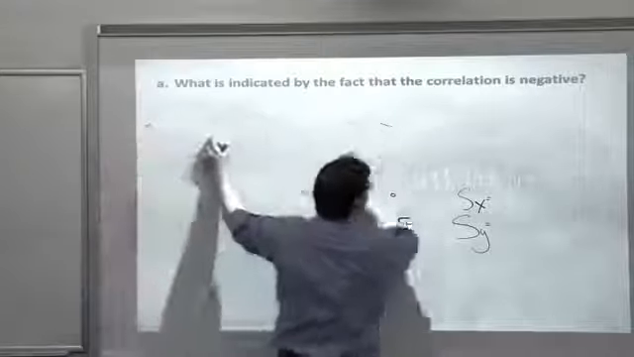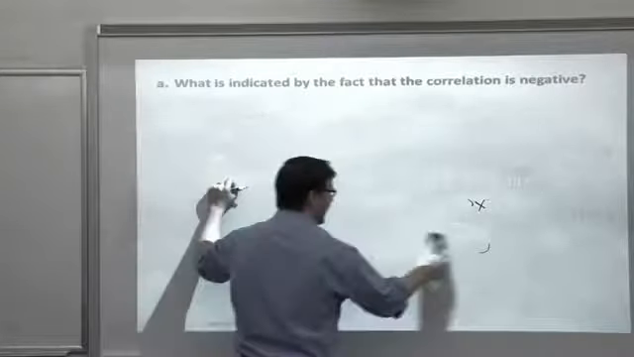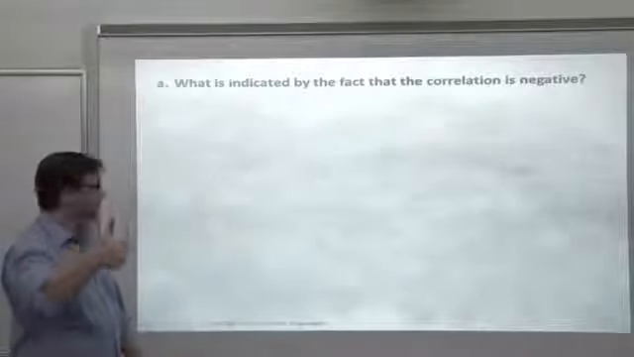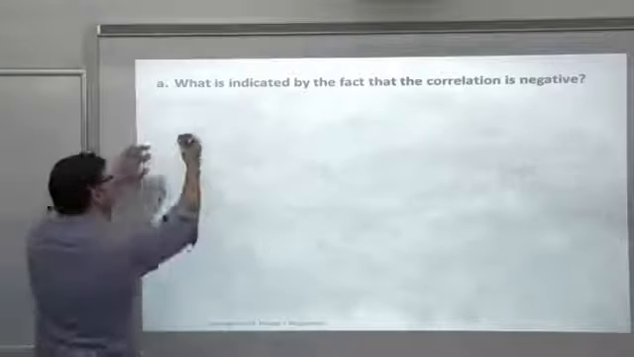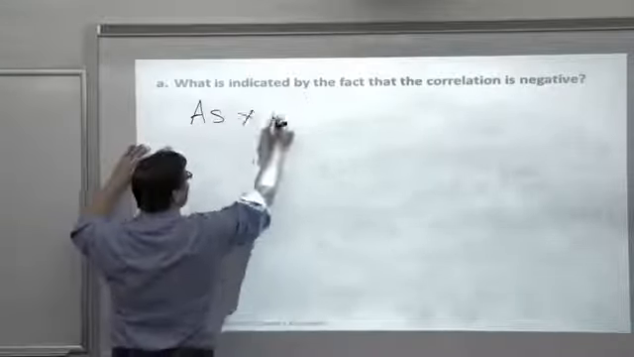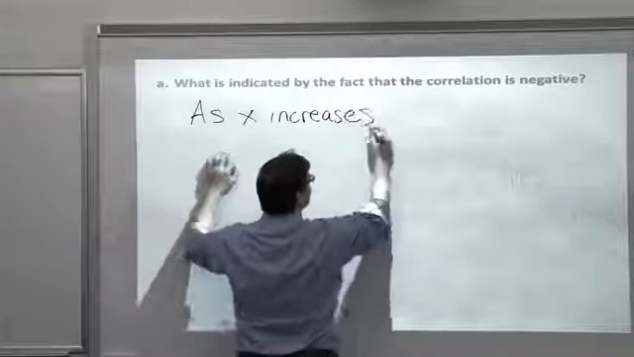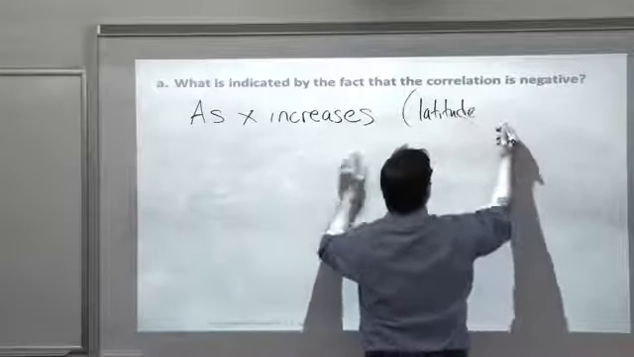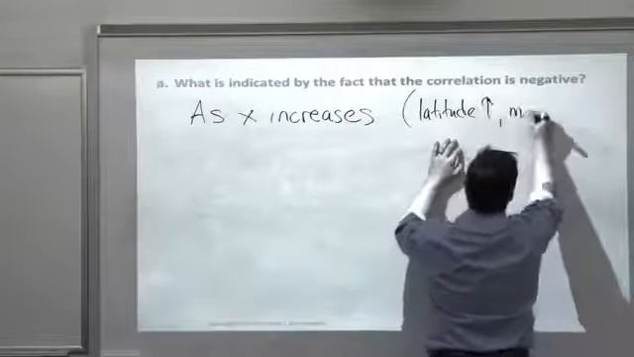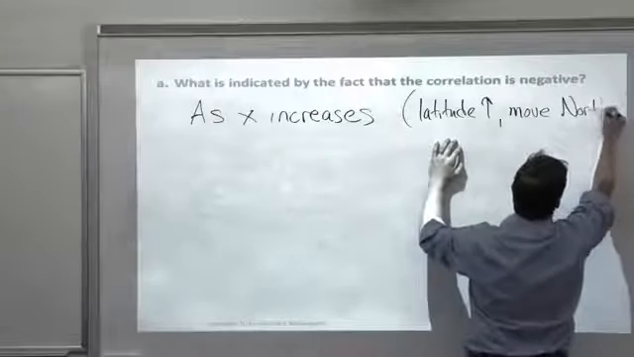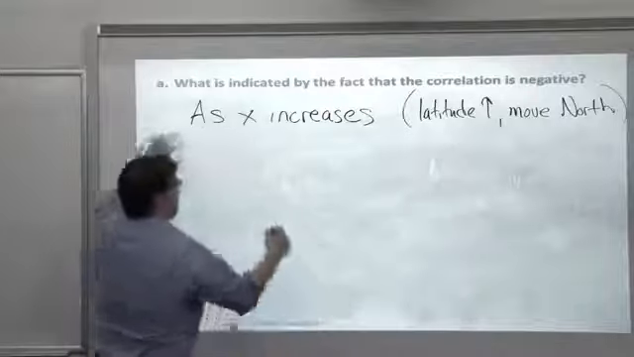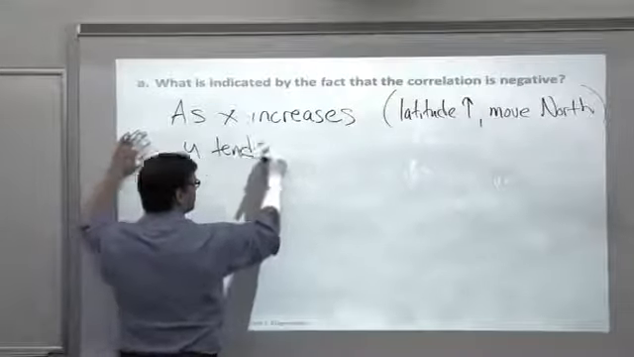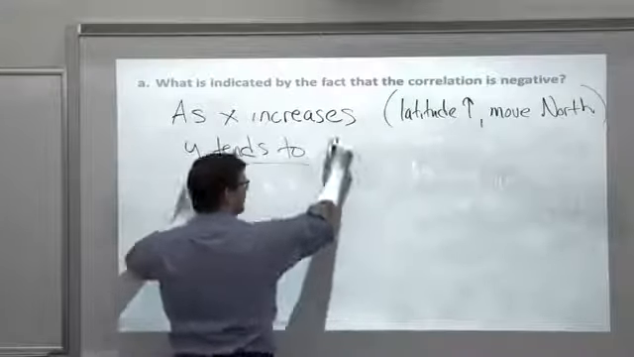What is indicated by the fact that the correlation is negative? Well, I said it already. As you move north, as X increases, temperature tends to decrease. As X increases, in parentheses, latitude goes up. This means you move north on a map. As latitude increases, X increases, Y tends to decrease. Put that "tends to" in there. Y tends to decrease.